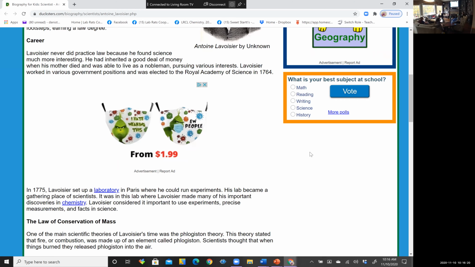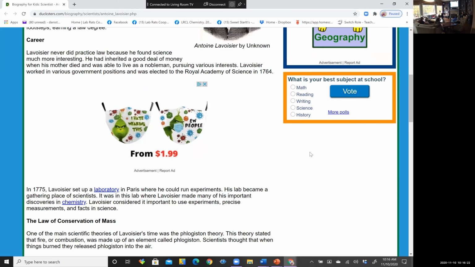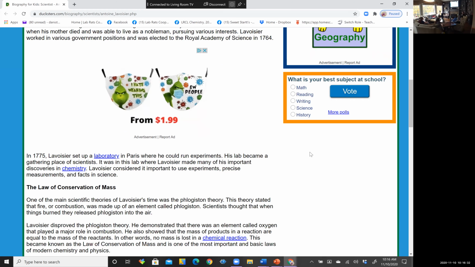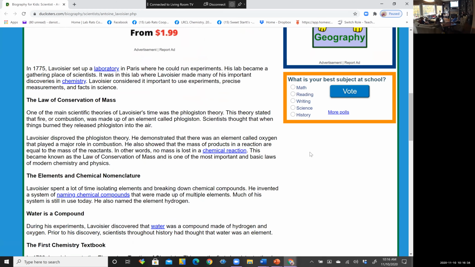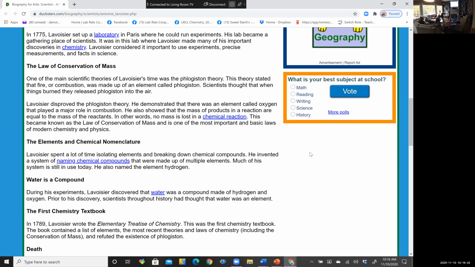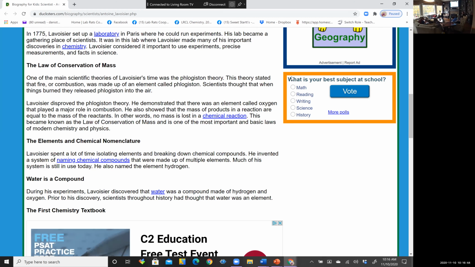He had inherited a good deal of money when his mother died and was able to live as a nobleman, pursuing various interests. Oh, how nice. Lavoisier worked in various government positions and was elected to the Royal Academy of Science in 1764. In 1775, he set up a laboratory in Paris where he could run experiments. His lab became a gathering place for scientists. It was in this lab where Lavoisier made many of his important discoveries in chemistry. Lavoisier considered it important to use experiments, precise measurements, and facts in science.